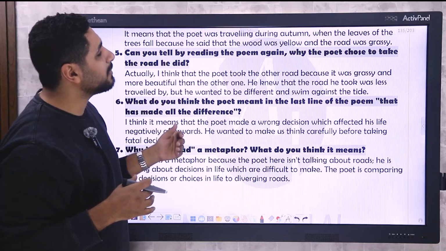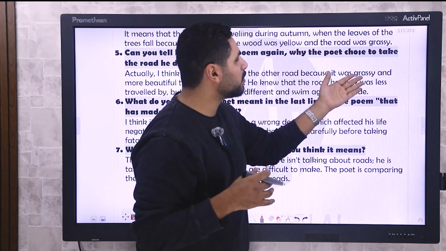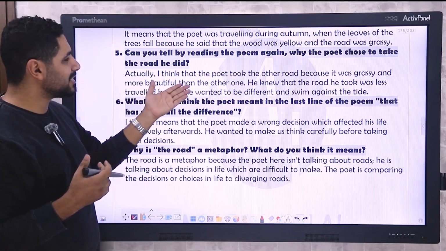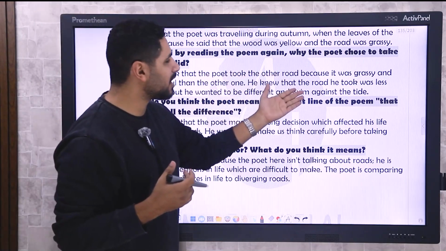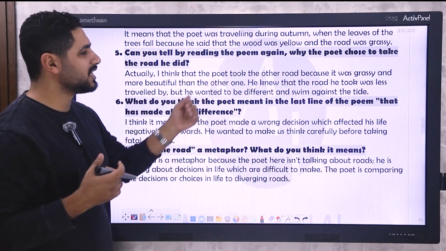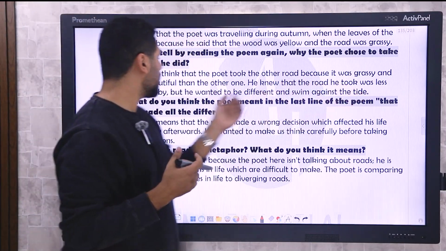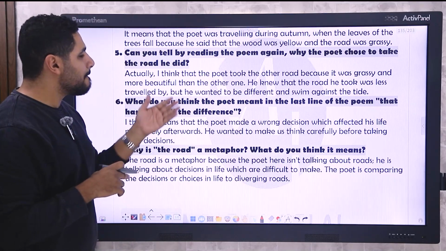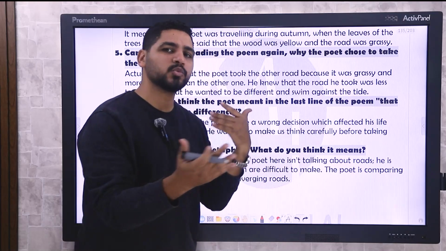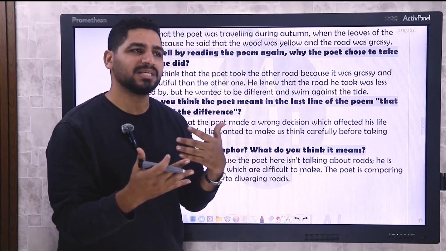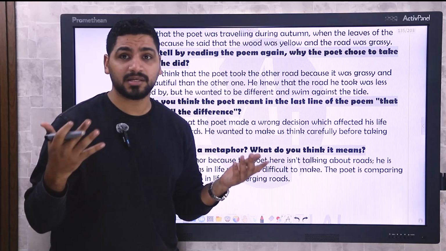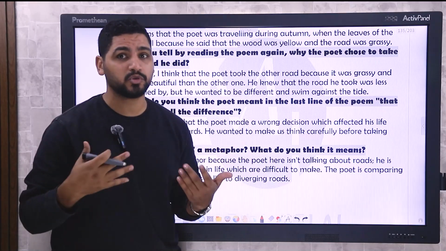Can you tell by reading the poem again why the poet chose to take this road? So actually, I think that the poet took the other road because it was grassy and it was more beautiful than the first one. He knew that the road he took was less traveled by, but he wanted to be different and swim against the tide. When somebody swims against the tide, they just do something that nobody else does, which may seem nice at times, but it could be very stupid at times.